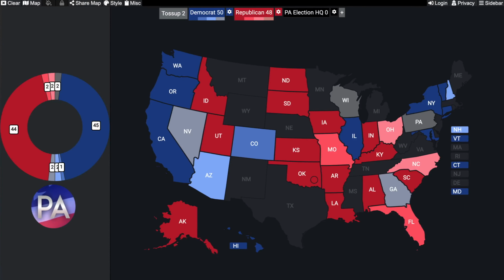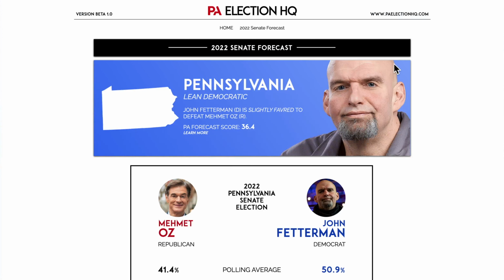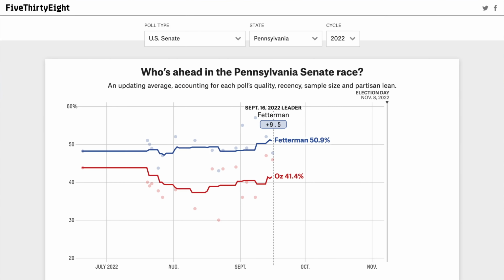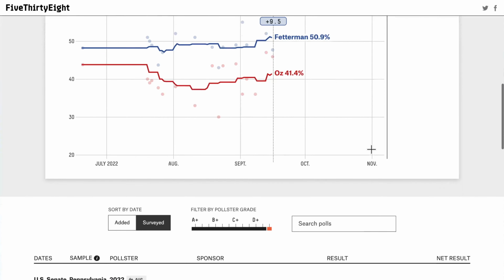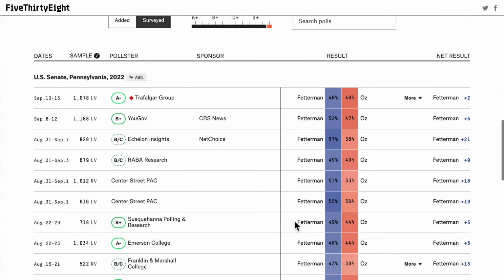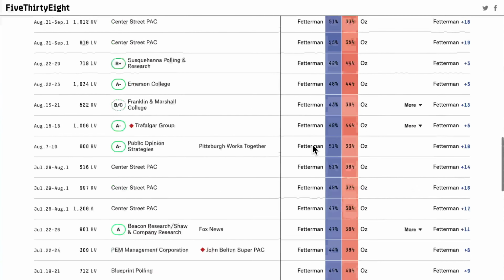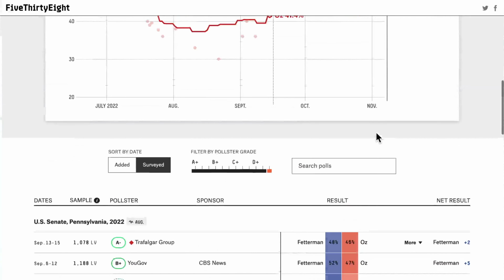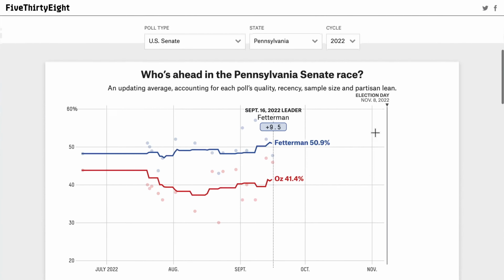So starting off with Pennsylvania, John Fetterman is leading in this race. Obviously, Mehmet Oz is a terrible nominee. We have a forecast score of 36.4, making Pennsylvania a lean Democratic state. And I do realize that I misspelled favored there as well. But John Fetterman is up in the polls right now by an average of 9.5% and has led in every single poll that has ever been conducted for this election. Even the Trafalgar Group has John Fetterman winning, and of course, this is a seat that Republicans currently hold.